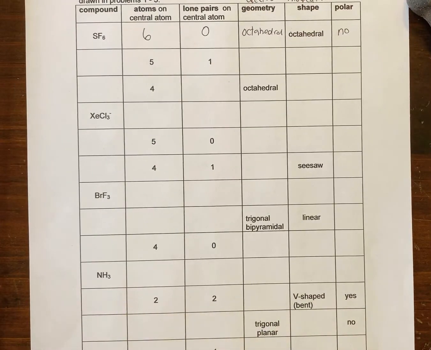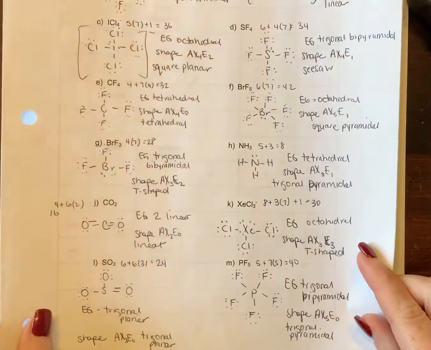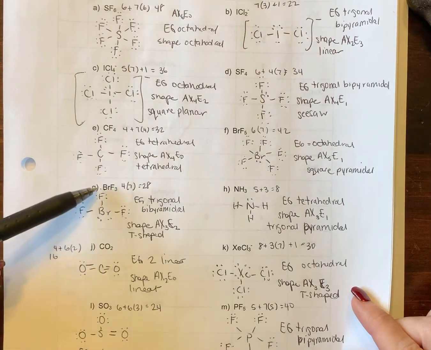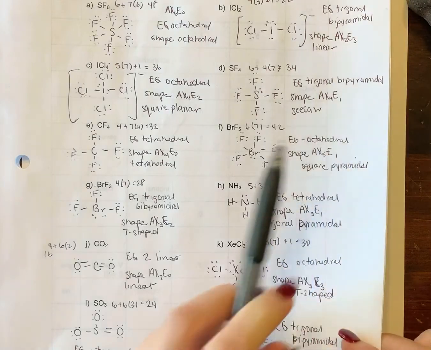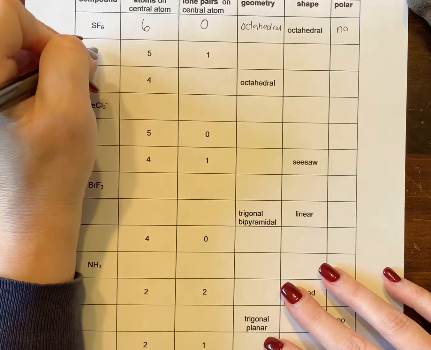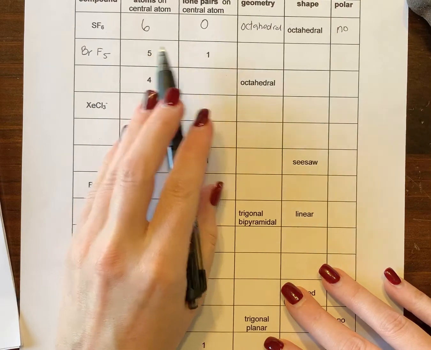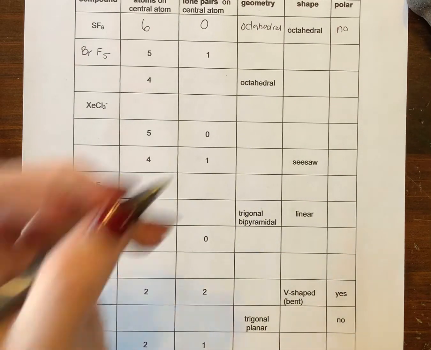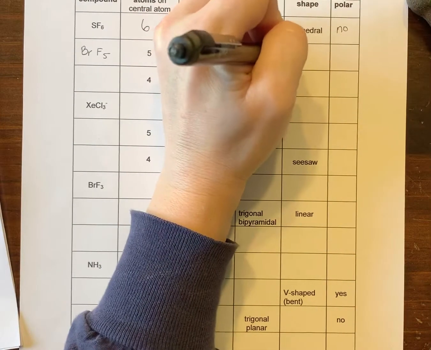All right, next one. It's a little bit of mix and match. We are looking for 5 groups and 1 lone pair. So let's kind of look through here. Here we go. 5 groups, 1 lone pair. Okay, so that is BrF5. So 5 groups, or sorry, 5 atoms, 1 lone pair, adding up to a total of 6. So it's octahedral, but the shape is square pyramidal.